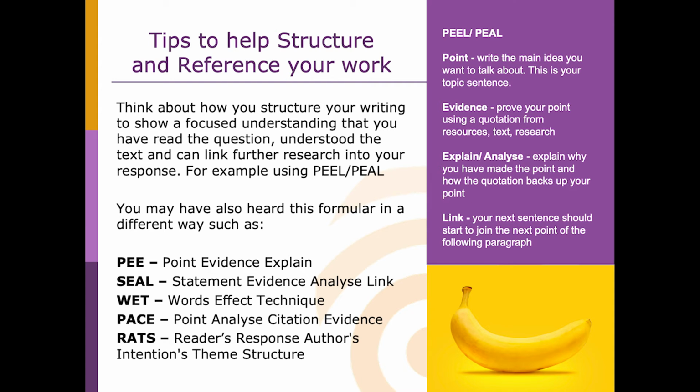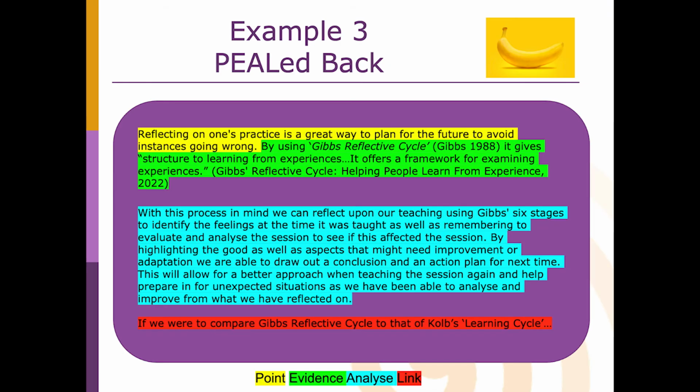Your point may also contradict what is being said in the text. This is the point where you start to explain why you've chosen that quotation. Link: your next sentence should start to join the next point of the following paragraph. Let's show this in an example. So we're going back to example 3, and we're going to peel it back.